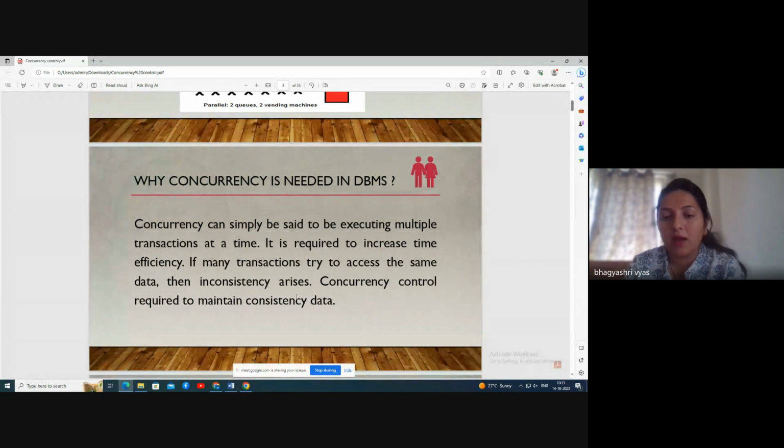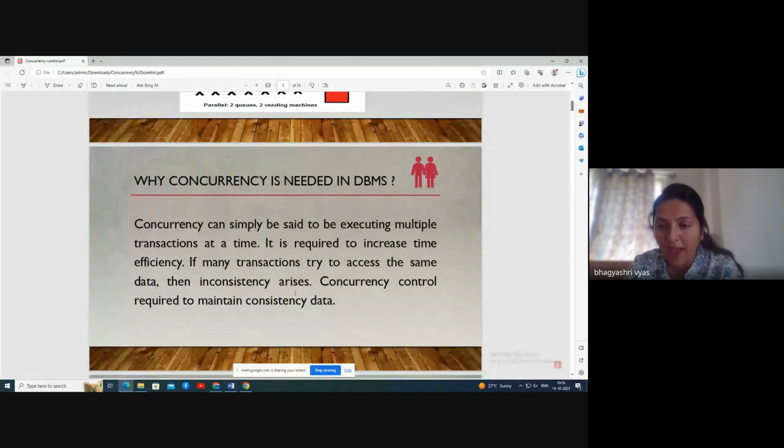And one more thing, whenever we want to perform such kind of transaction at the same time, we need to deal with multiple conflicts, right? As you have seen, I think in the transaction part you have covered conflict serializability and view serializability. Yes or no? Have you covered those things?